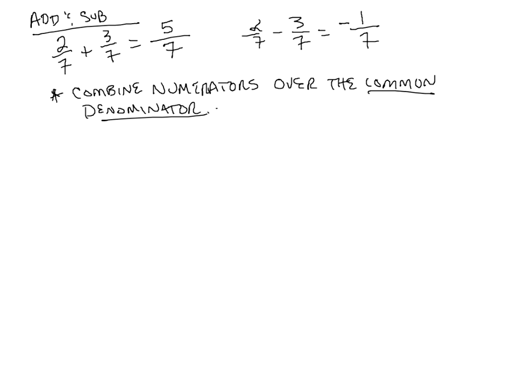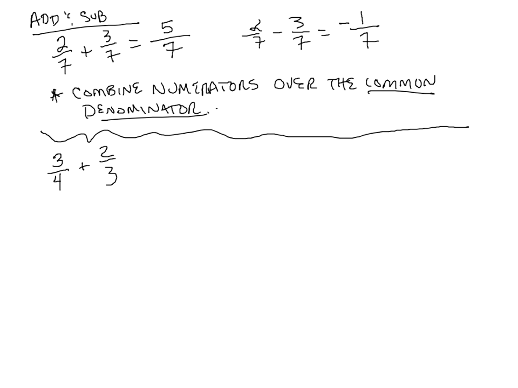Okay, now here's where it gets hairy, and that's when you have different denominators. So we'll take 3/4 plus, we'll do 2/3 to keep the numbers nice and small and neat. Well, I can't just start gathering these up and say, oh, I've got 5 4/3. There's no such thing as a 4/3. Those are 2 different piece sizes.